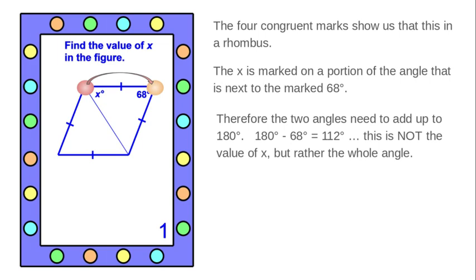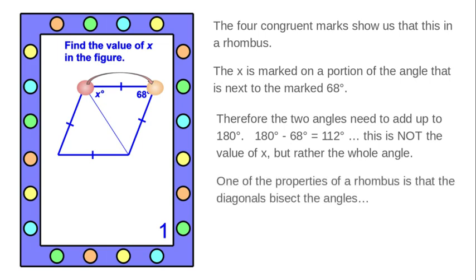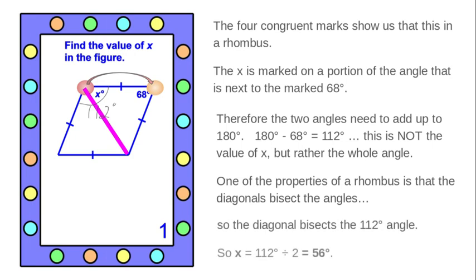Now we have to remember a property that is specific to the rhombus. One of the properties of the rhombus is that the diagonals bisect the angles. So what I highlighted there as a purple diagonal is going to cut that 112 degree angle in half because it's going to bisect it. So x is going to be half of the 112 degree angle. So x will equal 56 degrees.